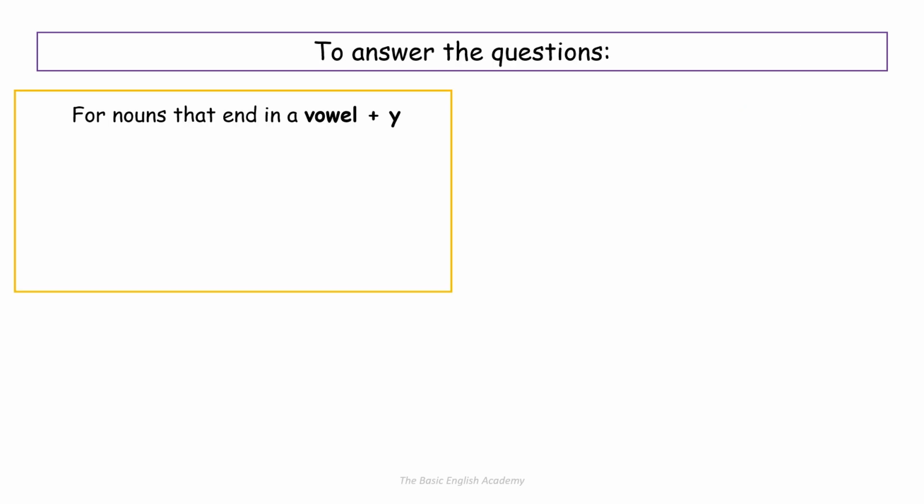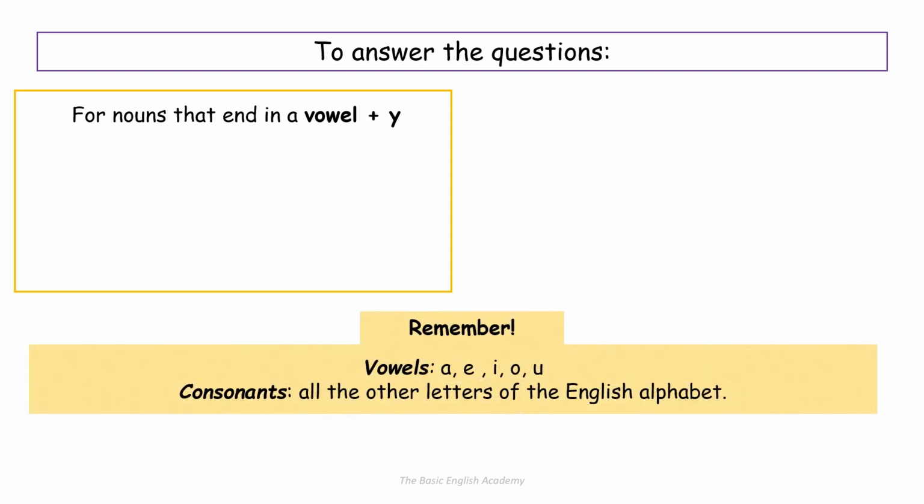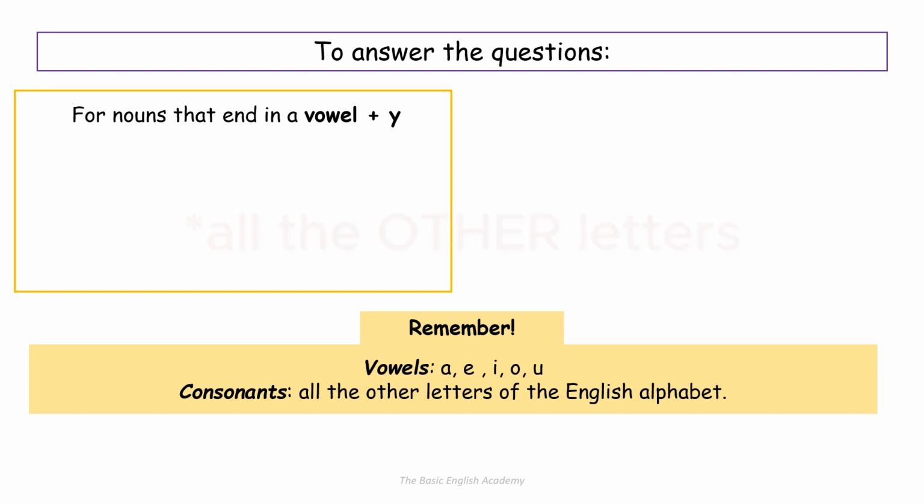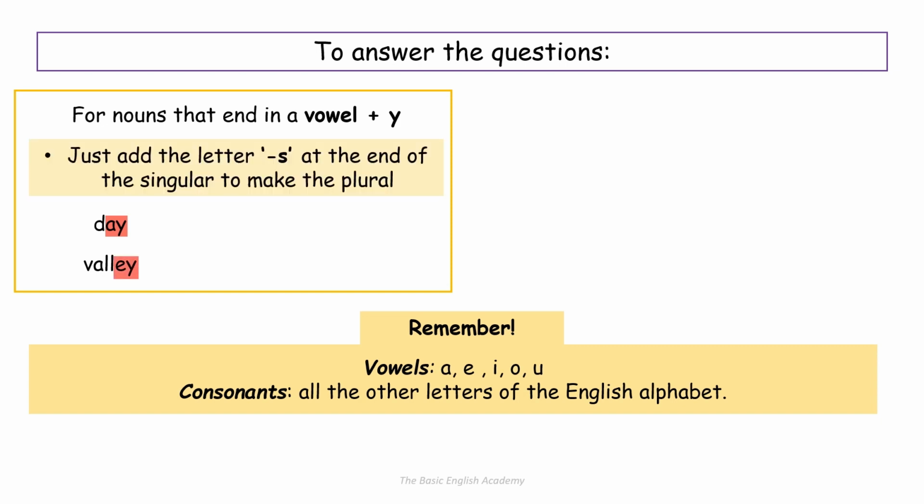So to answer those questions, for nouns that end in a vowel and the letter Y, remember vowels are A, E, I, O, U, and consonants are all the other letters of the English alphabet. What we saw is the noun day ends with the letter A and Y, and the noun valley ends with the letter E and Y. So for these nouns, you just add the letter S at the end of the singular to make the plural, as we've seen. Day becomes days, valley becomes valleys.